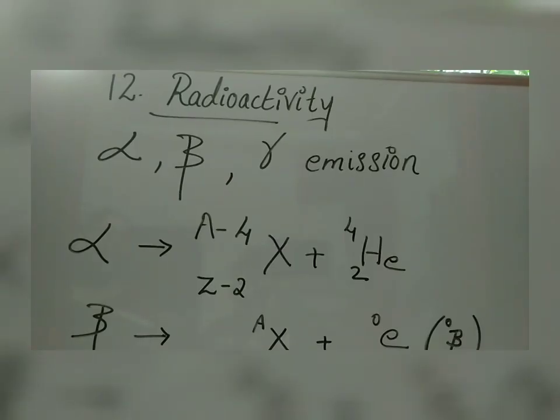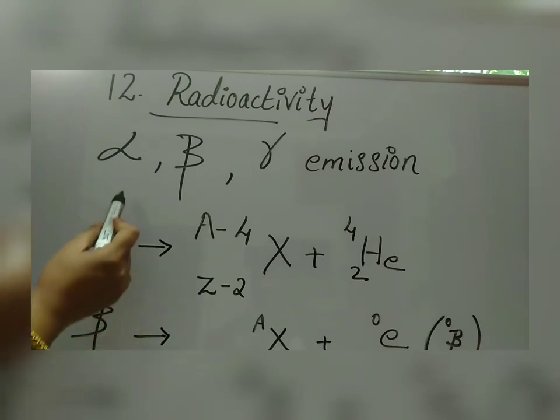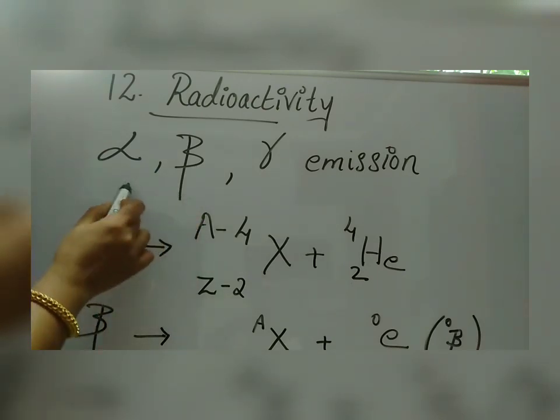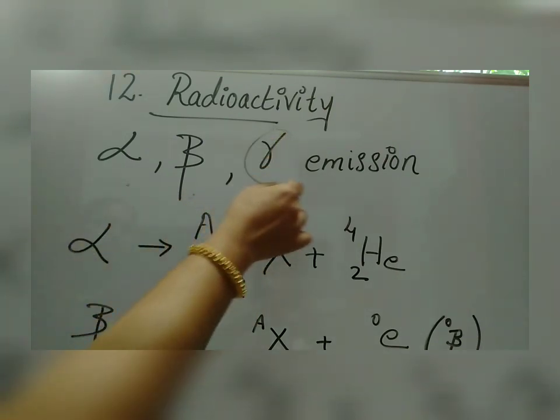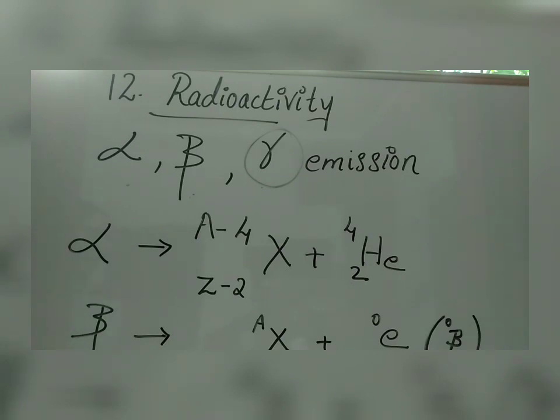Hello everyone, today we are going to start the topic alpha, beta and gamma emission from an element under chapter 12, radioactivity. Here we have three types of emissions: alpha emission, beta emission and gamma. For gamma there will be no change. Any type of emission in that gamma, there will be no change.